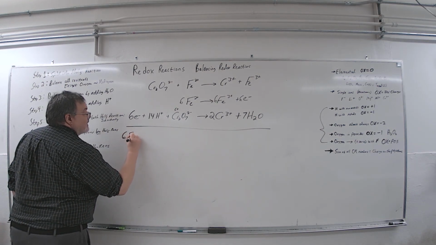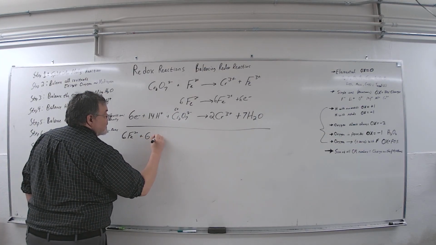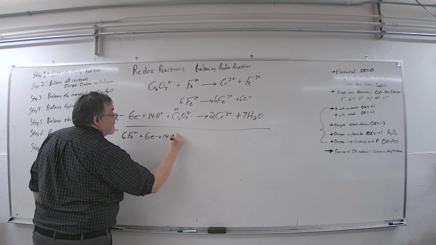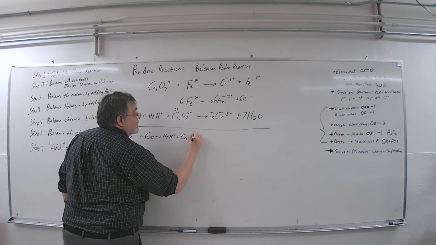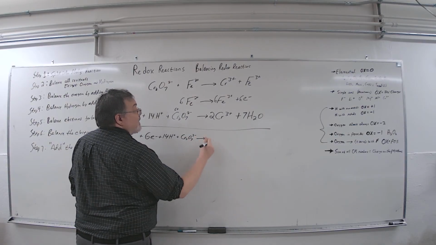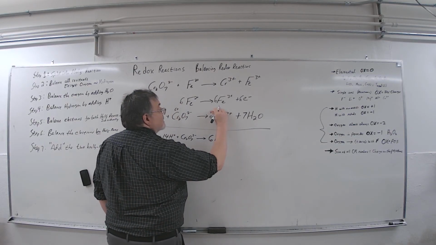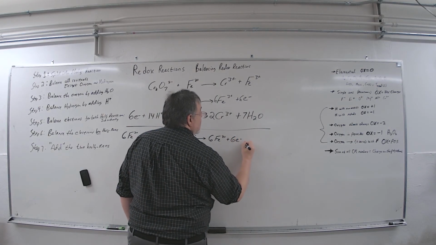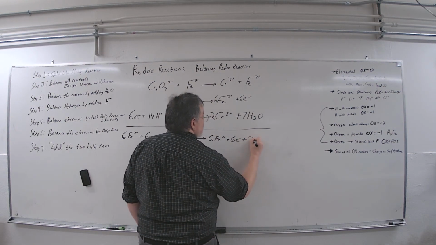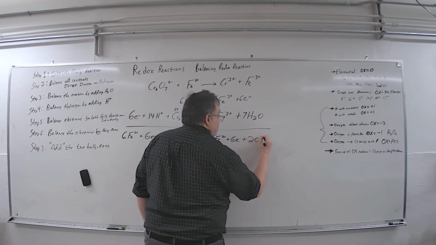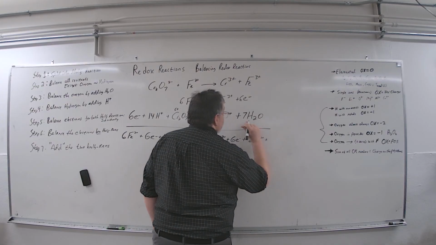I'm just going to add all of this together and add all of that together. 6 Fe 2 plus 6 electrons plus 14 of those plus Cr2O7. Now I'm going to add all this together. 6 Fe3 plus this plus this. Electrons negative plus 2 Cr, I have this now, Cr2 plus 7 H2O.